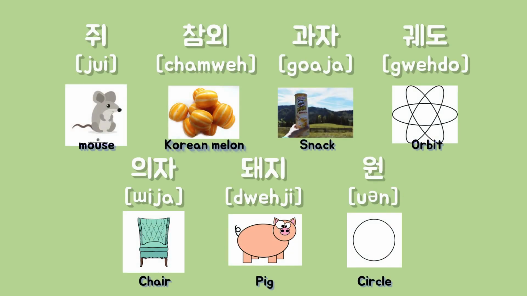Before going to next drill, shall we take a look at composite vowels combined with various head consonants in real-world examples? Remind yourself that when it comes to syllable structure, composite vowels naturally occupy both places that are originally designated to both horizontal one and vertical one. 쥐, 참외, 과자, 궤도, 의자, 돼지.